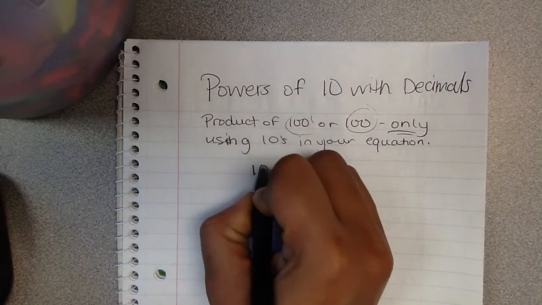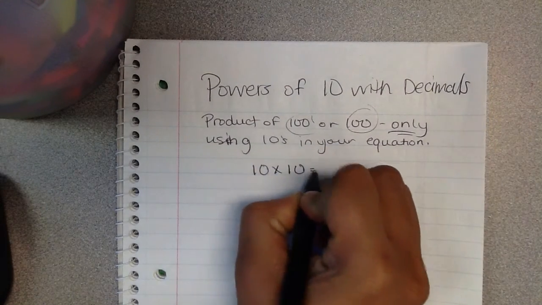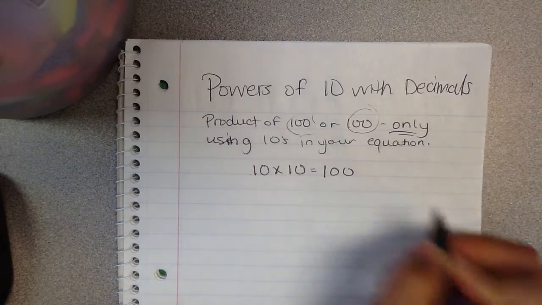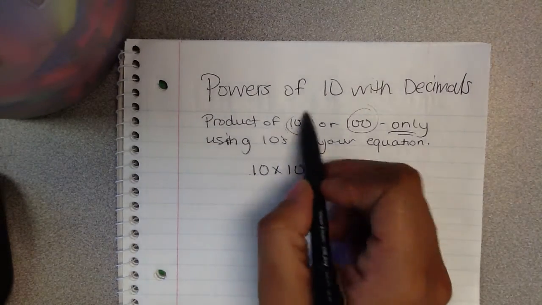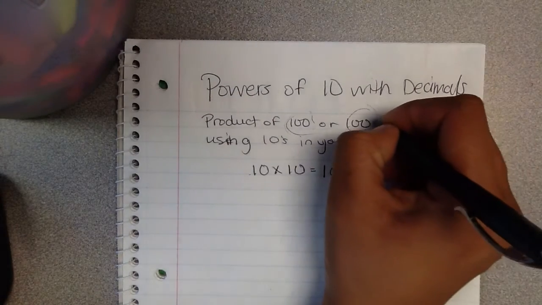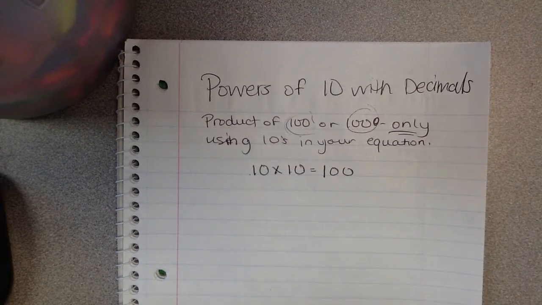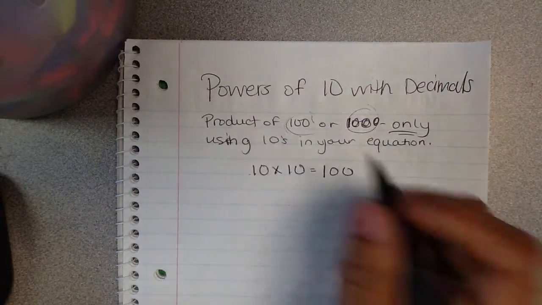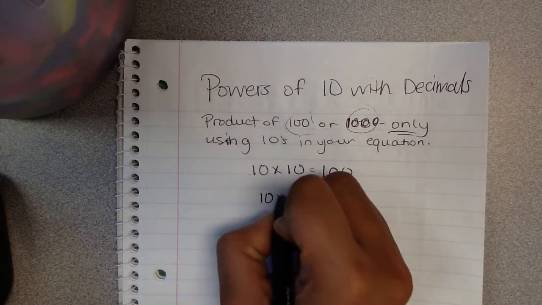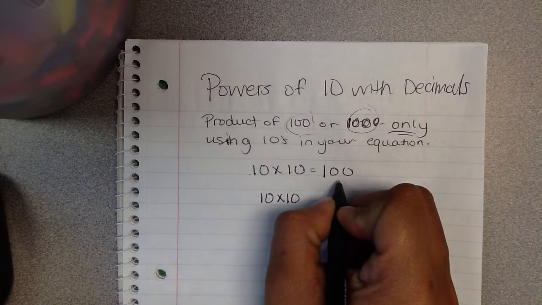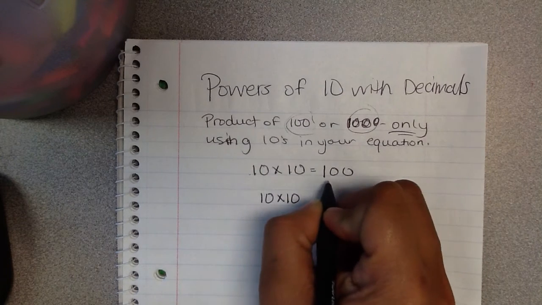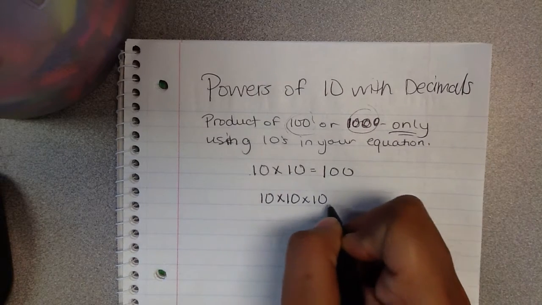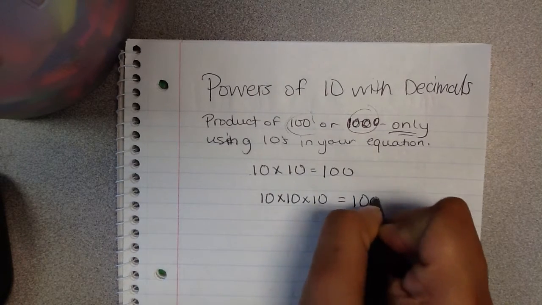Okay, if we take 10 times 10, 1 times 1 is 1, 2 zeros, we get 100. So that's a way to get a product of 100. Oops, I wrote 100 twice up here. I meant to put 1,000. All right, how do we get a product of 1,000? Well, if I take 10 times 10, I know that's 100. And if I multiply that 100 times 10 more, then I get 1,000. So 10 times 10 times 10 equals 1,000.